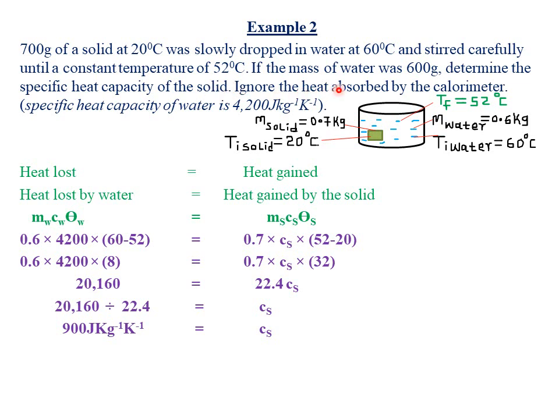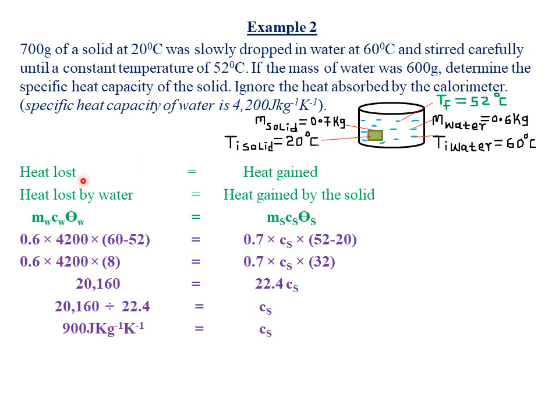Then we are told to ignore the heat which is absorbed by the copper, that is by the calorimeter. Remember, in our first example, we were given the values which involved the copper calorimeter. So if you are given the values involving the calorimeter, you simply include the calorimeter in your calculation. But if you are not provided with the values of the copper calorimeter, you simply ignore it. It simply means that the heat that was absorbed by the copper calorimeter is ignored in that particular case.